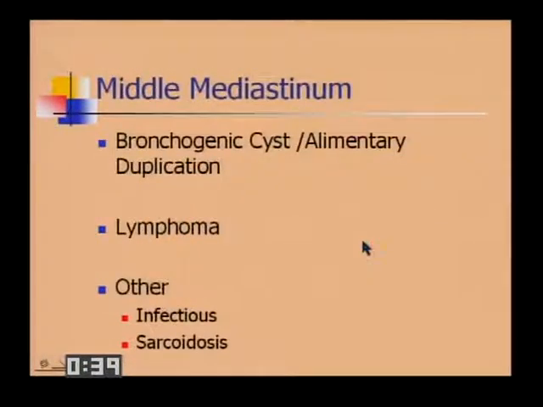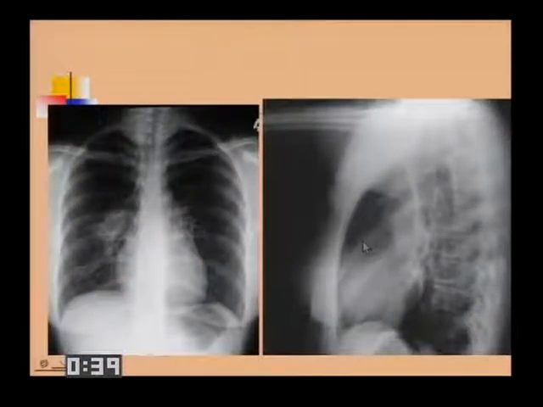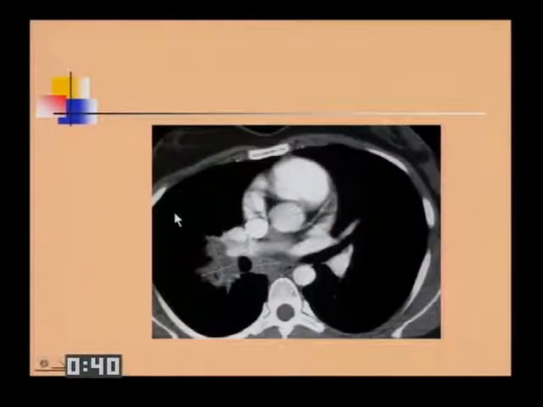Other things in the middle mediastinum: infectious diseases, sarcoidosis. This young woman came in over the weekend, had erythema nodosum, which is really just a form of panniculitis. If you go out and Google erythema nodosum, it tells you that you can have lymphoma with it, but it's frequently seen also in association with reactivation TB, also with sarcoidosis. Her chest study looked like this. So everything that lives in the middle mediastinum does not have to be lymphoma. You should still remember that there are infectious and non-infectious processes.